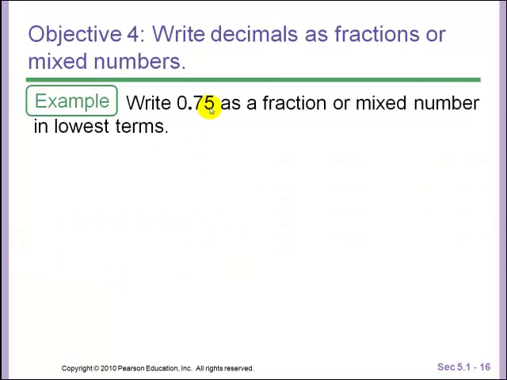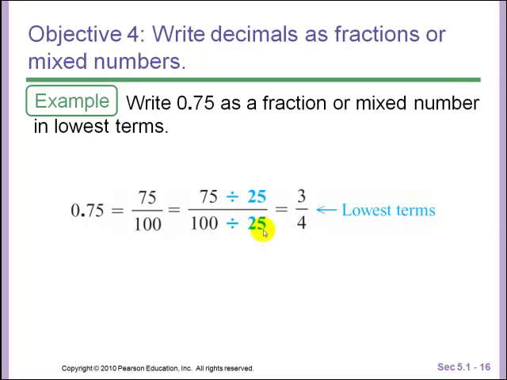Write 0.75 as a fraction or mixed number in lowest terms. This is 75 hundredths, so 75 over 100. This can be simplified. We can divide both the top and bottom by 25. 75 divided by 25 is 3. 100 divided by 25 is 4. This is in lowest terms. These are both correct, but this one isn't finished. 3/4 is the final finished answer.